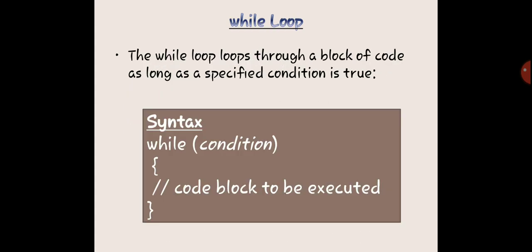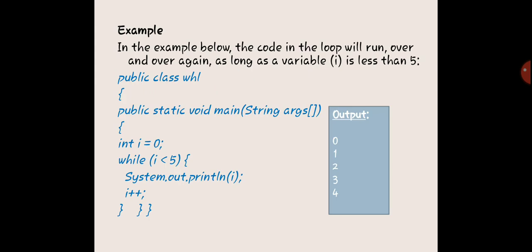The first loop is while. This is the syntax of while, followed by the condition in parentheses. After that there is a block, with an open brace and a closed brace. Within that, the code to be executed will be specified. Until the condition remains true, the block of statements will be executed. Now this is the example.